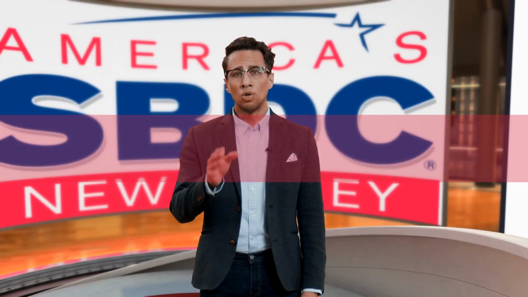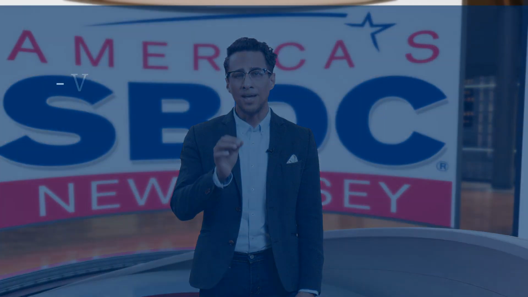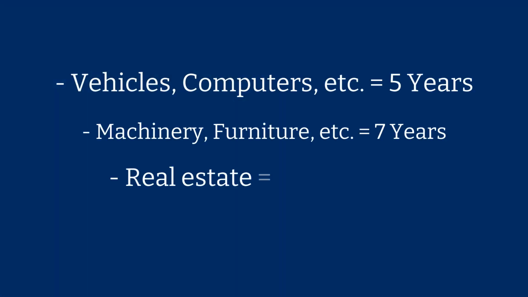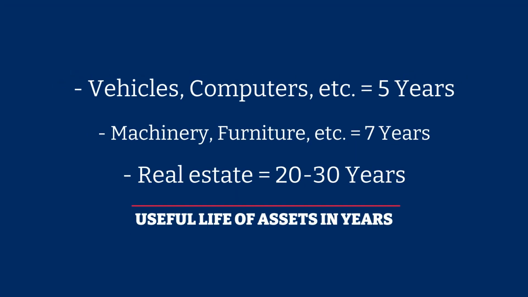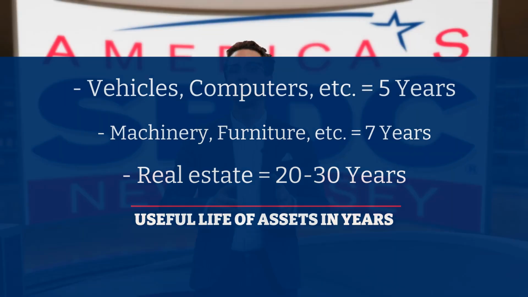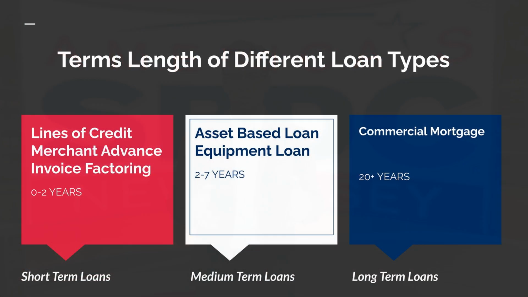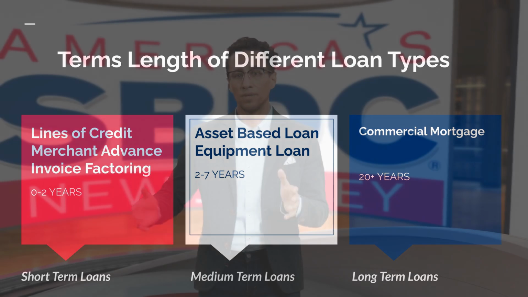So commercial loans will always mirror the useful life of the asset that's used to guarantee that loan. For example, a building might have a useful life of up to 20 years, 25 years or greater, so it could be amortized over a longer period of time. A shorter term asset such as a car or machinery could be maybe 5 or 7 years. So the loan can only be amortized for up to 5 or 7 years.